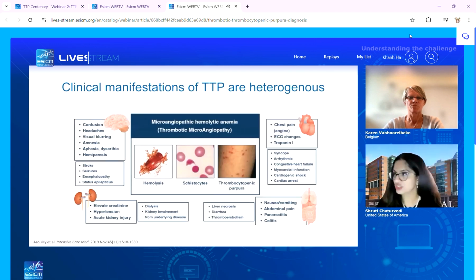Another challenge is that the clinical manifestations of TTP are very heterogeneous, ranging from neurologic symptoms, which are quite common in TTP, all the way to symptoms such as gastrointestinal issues, chest pain, nausea, vomiting, and abdominal pain that are quite common, which all goes to say that it is difficult to recognize a single pattern in presentation.